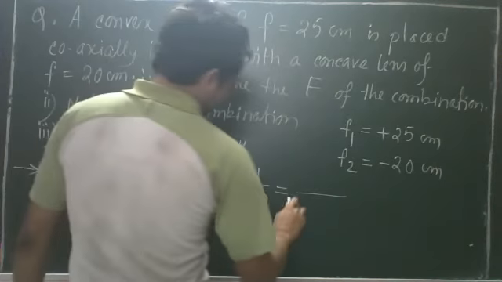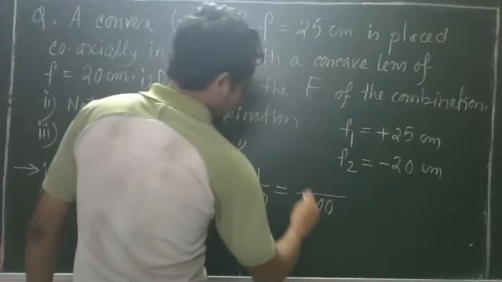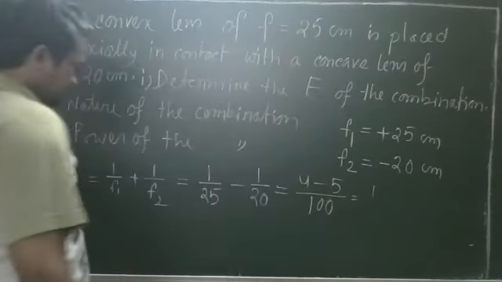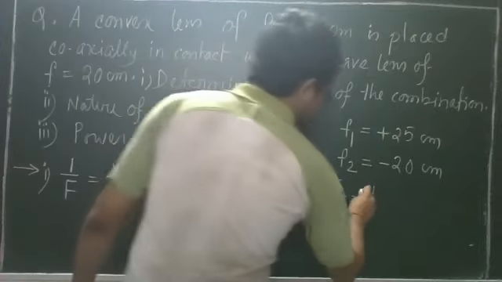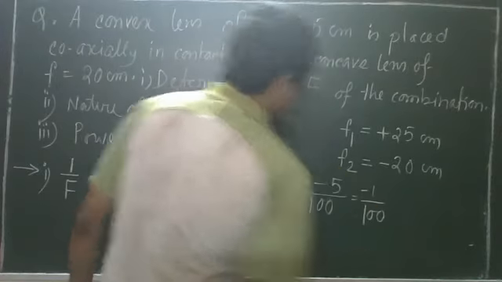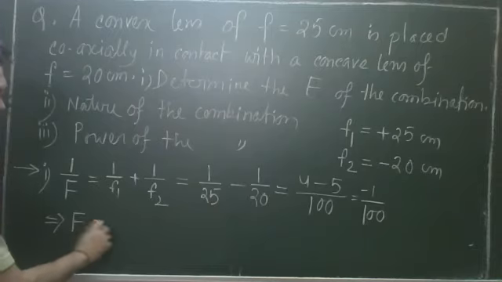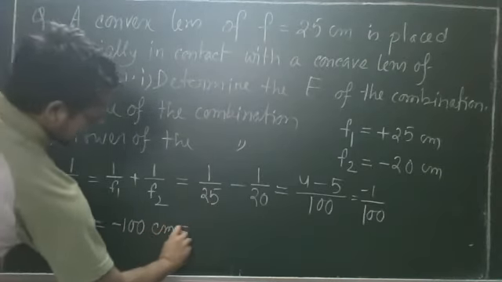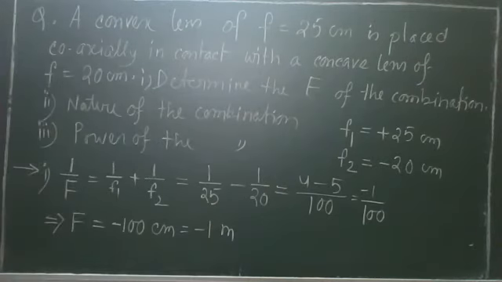So 100, 4 minus 5. You will get minus 1 by 100. So you get minus 100 centimeter, that means you can write minus 1 meter. This is the focal length.